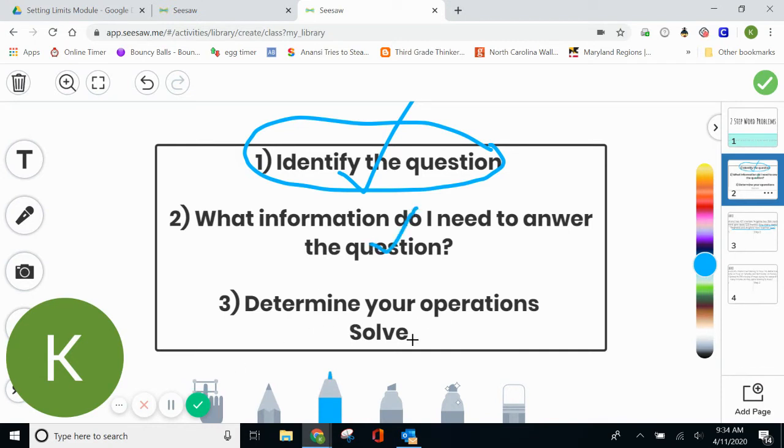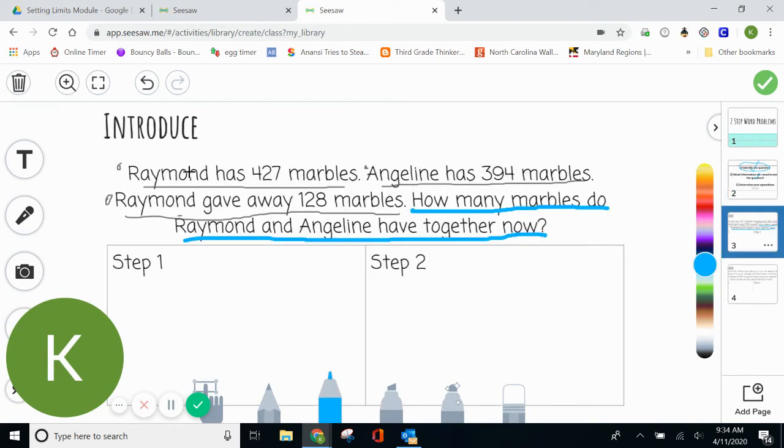Finally, I need to determine my operations and solve this problem. Well, I know I could set up my first equation like this. Raymond had 427 marbles, then he gave away 128 marbles. If I give something away, I don't have it anymore. So I know I'm taking away, or subtracting. Once I've solved this, I think I'm going to be adding, because it says Angeline has 394 marbles, but that's pretty much the end of her story.